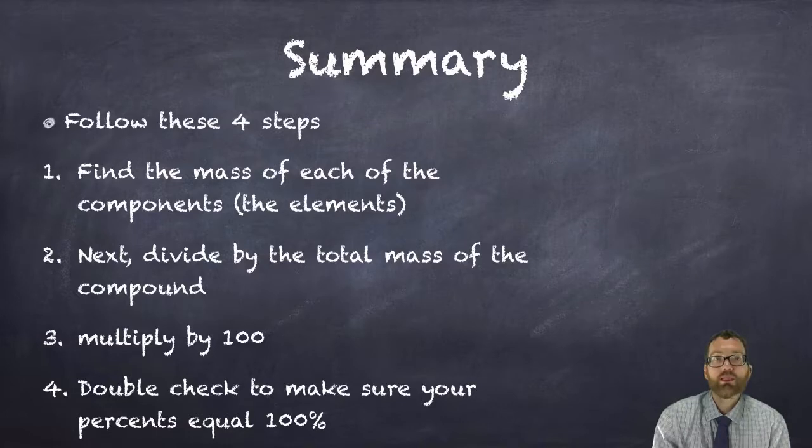So to do a percent composition problem, follow these 4 steps. Find the mass of each of the components, divide by the total mass of the compound, and then multiply by 100. And your last step is you should always check to make sure that your percentages are equal to 100. If it's not, you did something wrong, and go back and see if you can find it.